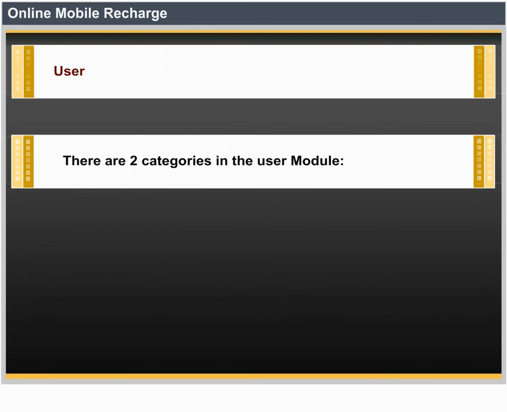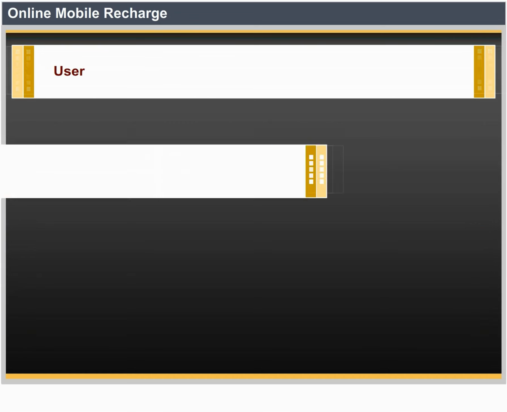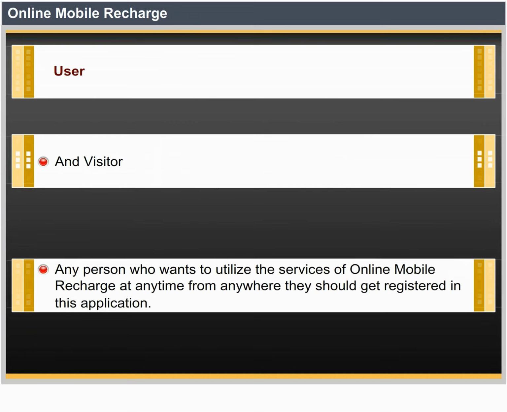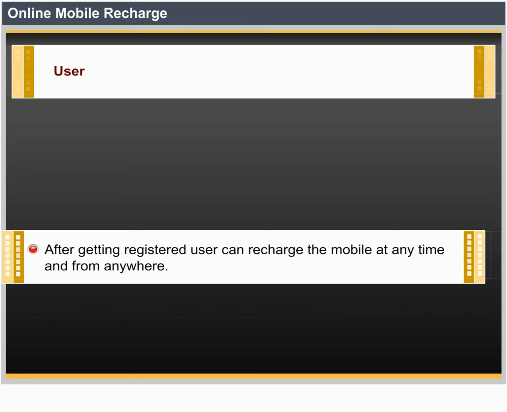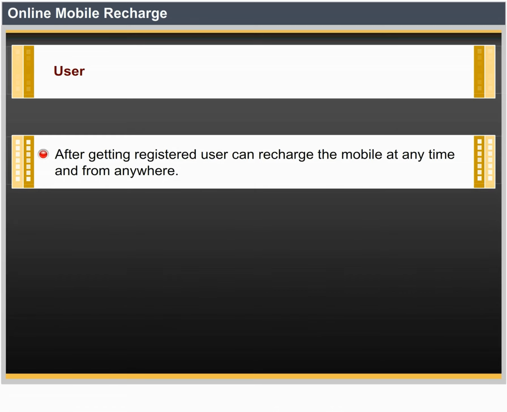User. There are two categories in the user module: registered user and visitor. Any person who wants to utilize the services of online mobile recharge at any time from anywhere should get registered in this application. After getting registered, the user can recharge the mobile at any time and from anywhere.